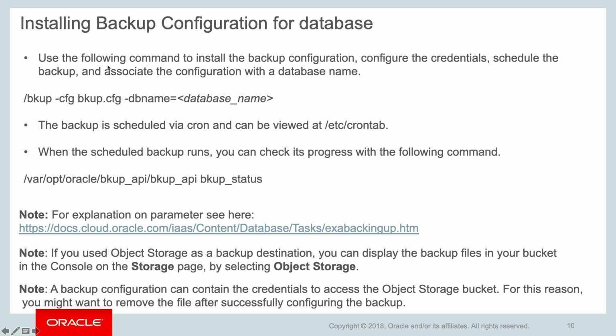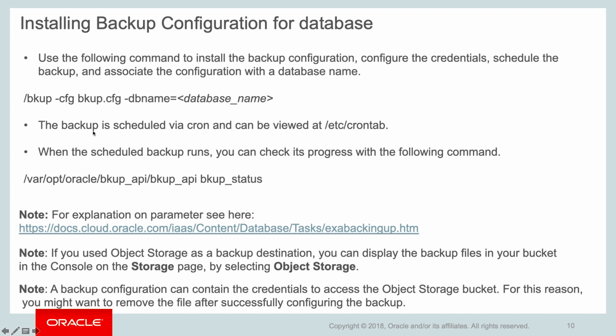So you have to use the command backup cfg specified with the configuration file you have created, and then the database name. And you can have one or more databases on your Exas environment. What this command is doing here is it will make the backup configuration which we have already created effective for the database which we supply here. So database name can be any database name for which you don't have backup configuration already done. So this is the method of setting it or installing it, you can say.